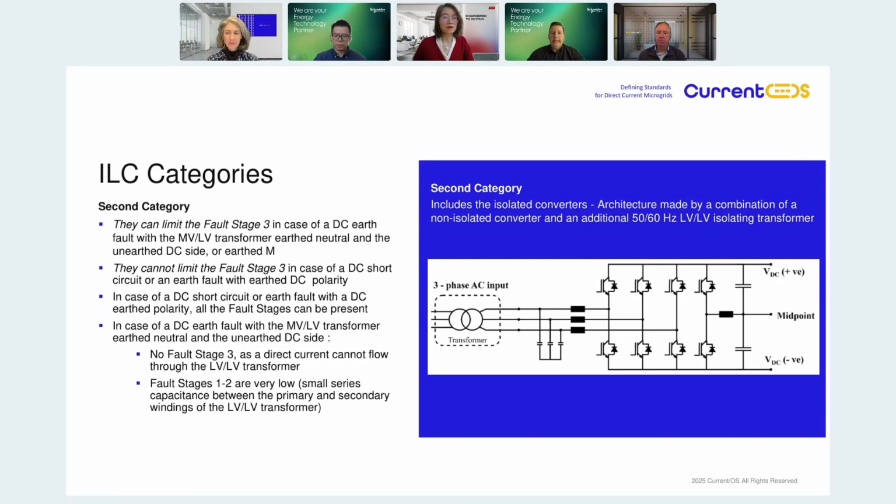In case of a DC earth fault with a medium voltage, low voltage transformer with earthed neutral and unearthed DC side, we don't have the fault stage 3, as of course the direct current cannot flow through the transformer, in particular through the grounded neutral. But fault stages 2 and 3 are very, very small, due to basically the small capacitance between the primary and secondary windings of the transformer, but basically they can be considered negligible.